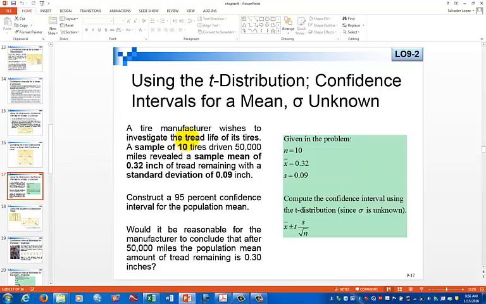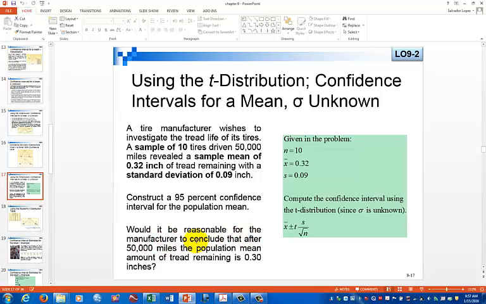For example, a tire manufacturer wishes to investigate the tread life of its tires. A sample of 10 tires driven 50,000 miles revealed a sample mean of 0.32 inches of tread remaining with a standard deviation of 0.09 inches. So in the problem, n is 10, the sample size. The average obtained is 0.32, we don't need to calculate it. The standard deviation is 0.09. Construct a 95% confidence interval for the population mean.